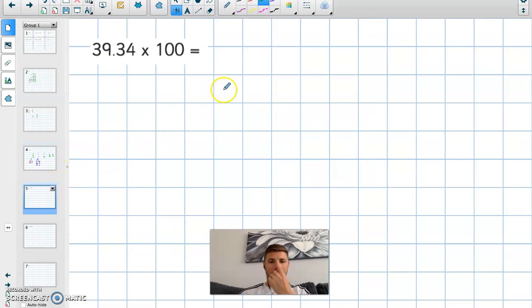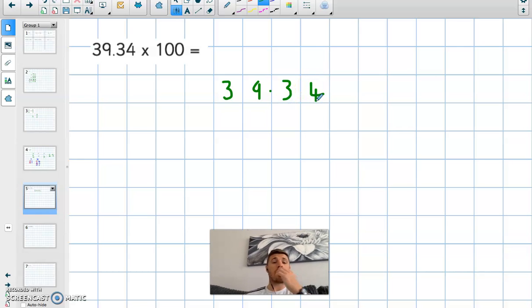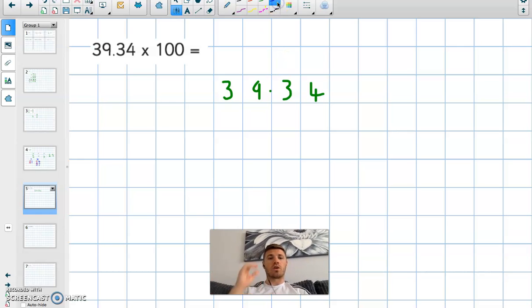Okay, so you're multiplying 39.34 by 100. And when you multiply a number by 10, 100 or 1000, you move the digits to the left because you're making them bigger. Now, you've got to use a dots method for this. There are 2 zeros in 100, so you put 2 dots below the decimal point of 39.34, and I'm going to move it once.